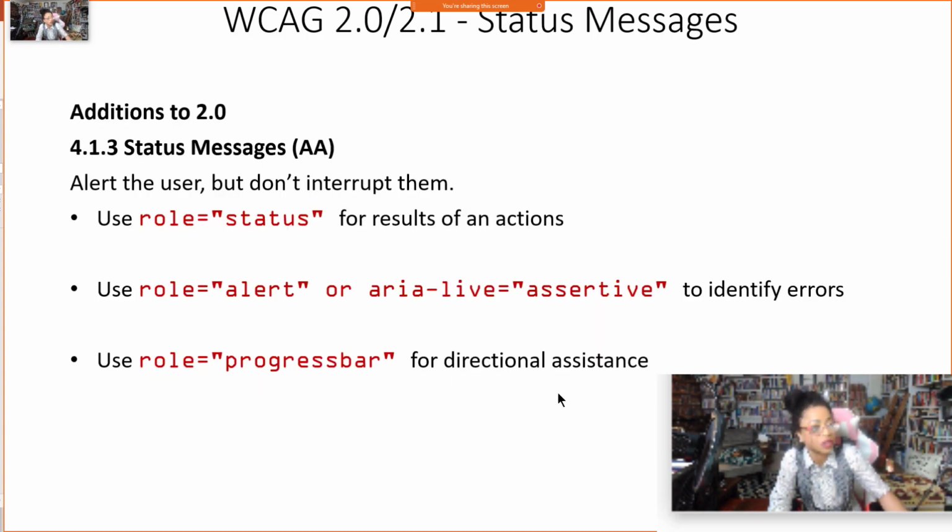Let's look at the roles a little bit more. There are several types of situations or roles that include techniques for developers here, or a combination of techniques that are known and documented to be sufficient for this type of situation. The role of status is for results of an action. You have the role of alert to identify errors. You have the role of progress bar that you can use for progress.